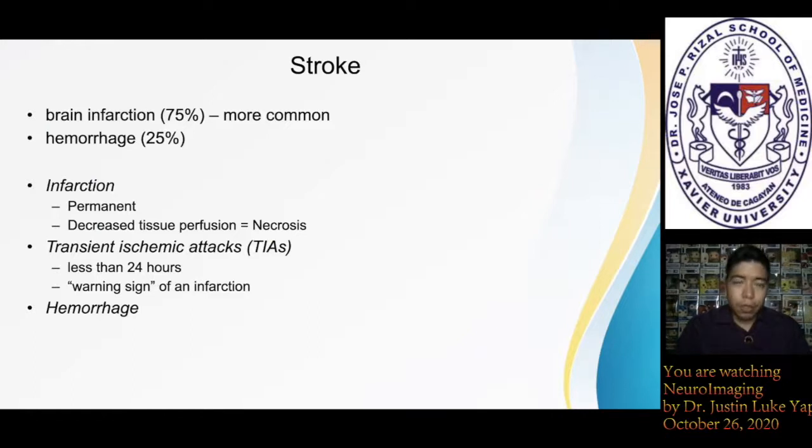In terms of stroke, it's more commonly infarction, comprising three-fourths of all stroke cases. Usually, the infarcted areas will be permanent, and because of the decreased tissue perfusion, it will lead to necrosis. You all know about transient ischemic attacks. These last for only less than 24 hours, and they are warning signs of an actual infarction.